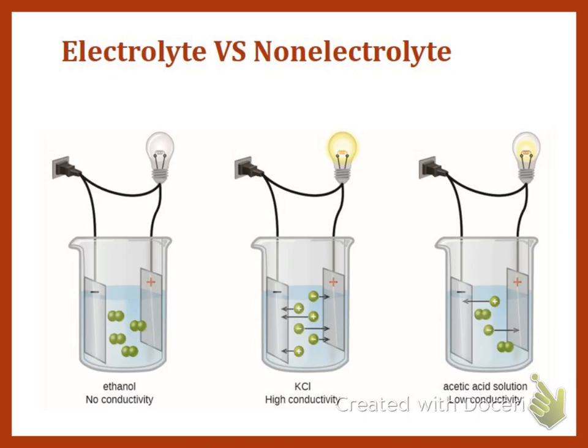And then this is the last slide, and this is just kind of a visual to see things with a high conductivity, which have a lot of ions. They're going to really light that light bulb up. If it's just a small amount, and we talked about acetic acid, it does it very weakly. And of course, if it's a non-electrolyte, it doesn't do anything.